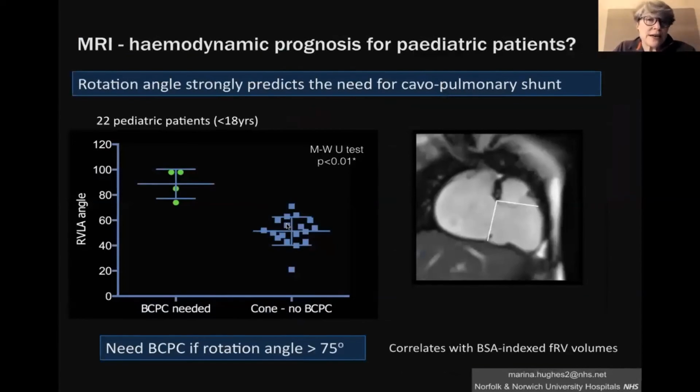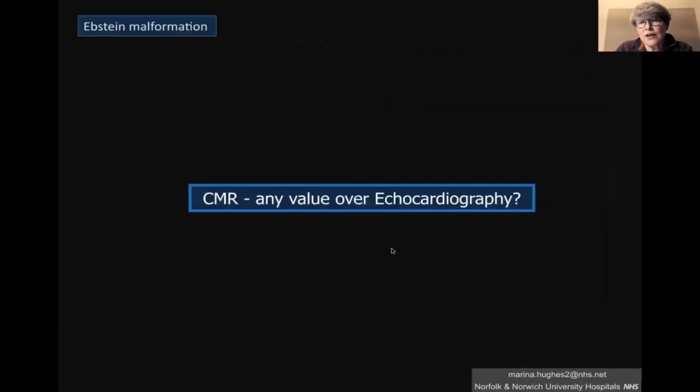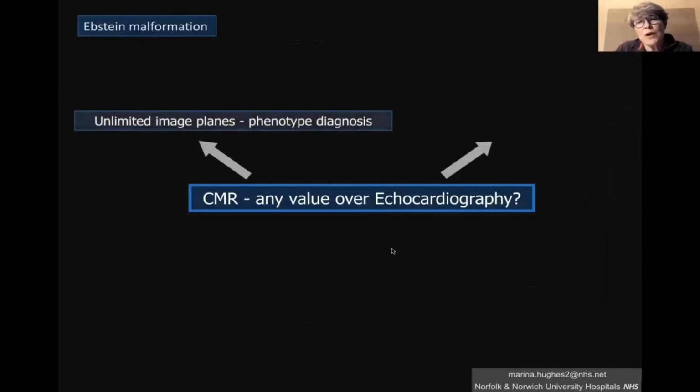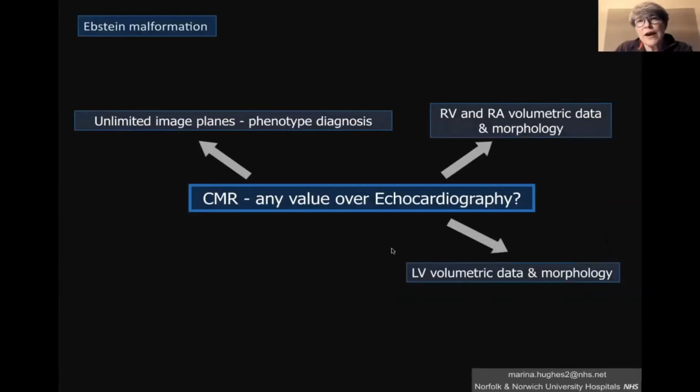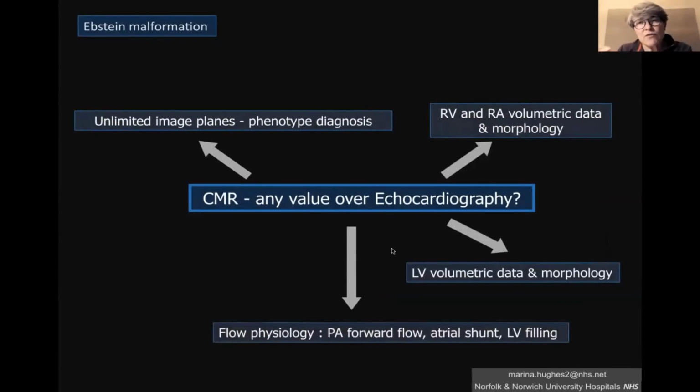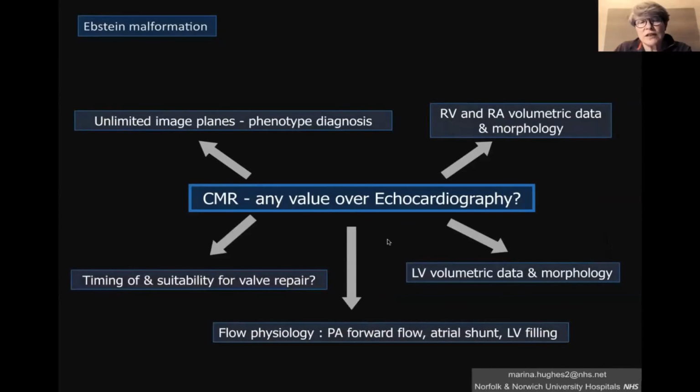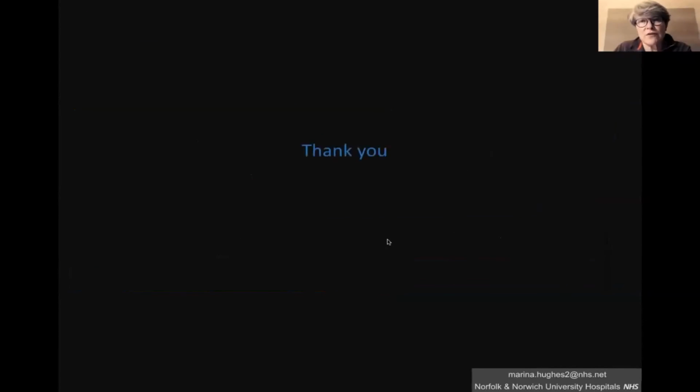And also in pediatric patients, the extent of rotation of the valve very strongly predicted the postoperative need for cavopulmonary supplementation of left ventricular filling, even with a competent valve and a good cone repair. So I'm hoping I've shown you a number of examples of how MRI can contribute and add to the huge contribution of echo in helping us to get very granular data and very specific data to make all the decisions that are needed for the lifetime of our patients with Ebstein malformation.